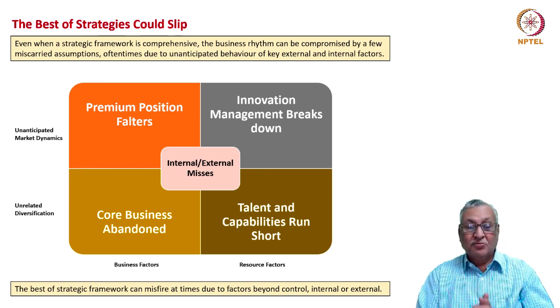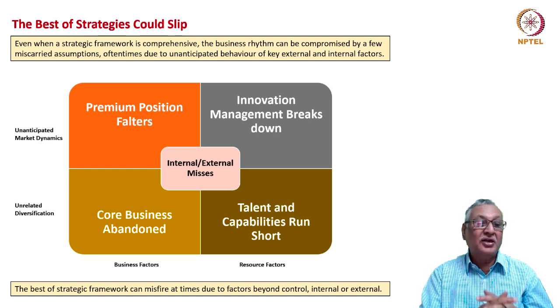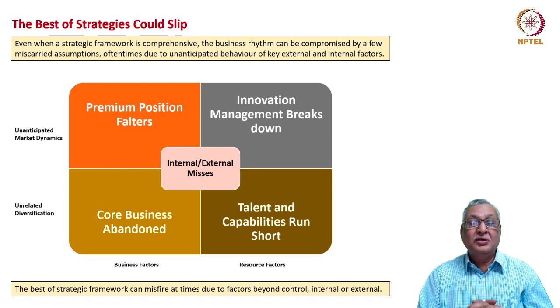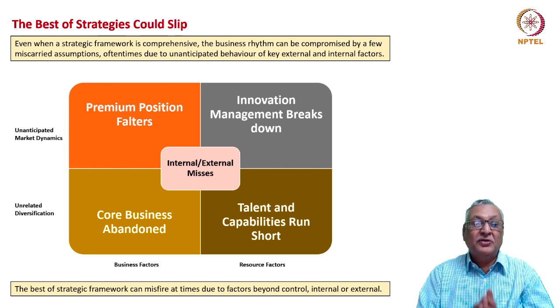Let's plot business factors and resource factors on the x-axis, and unrelated diversification and unanticipated market dynamics on the other. Then we'll get how strategy could go wrong. One of the drivers of strategy is diversification. Many companies deploy strategy to diversify.